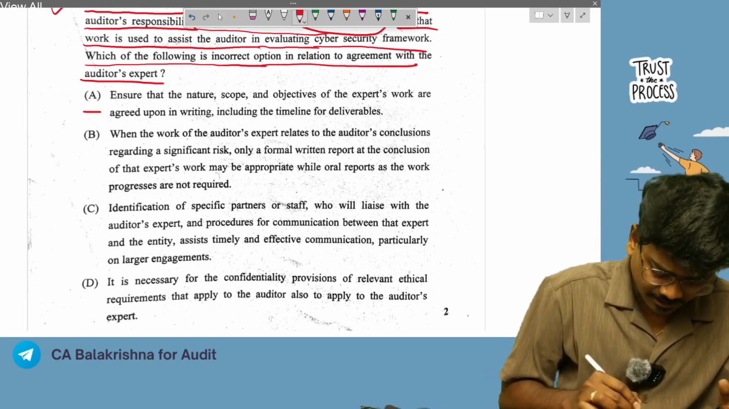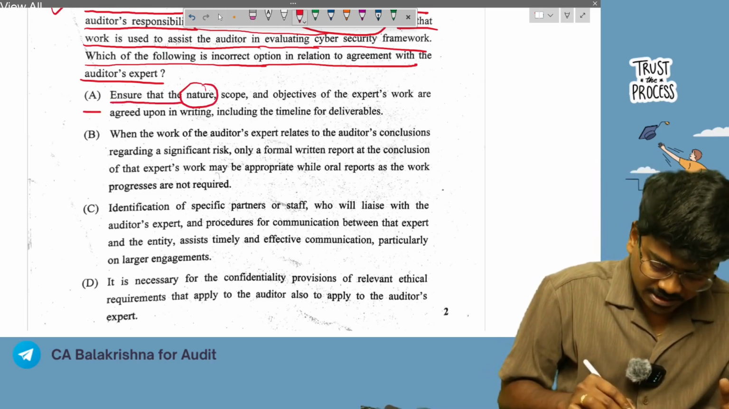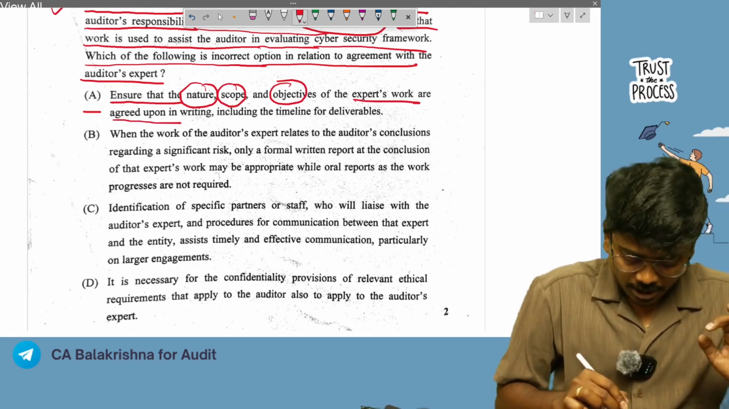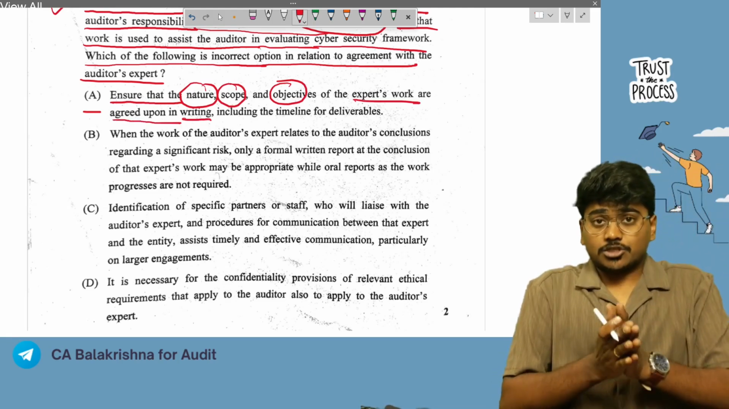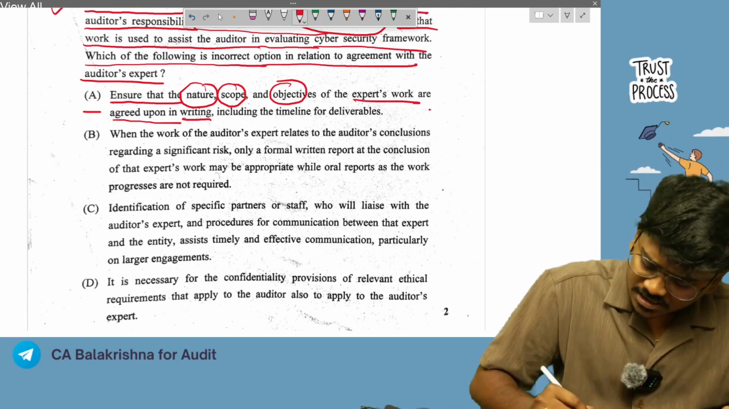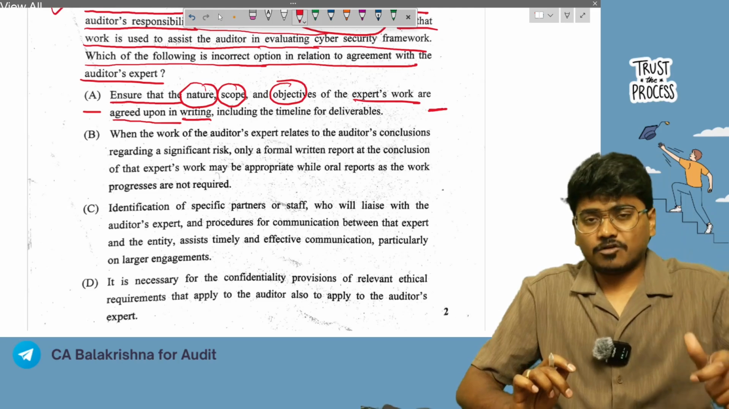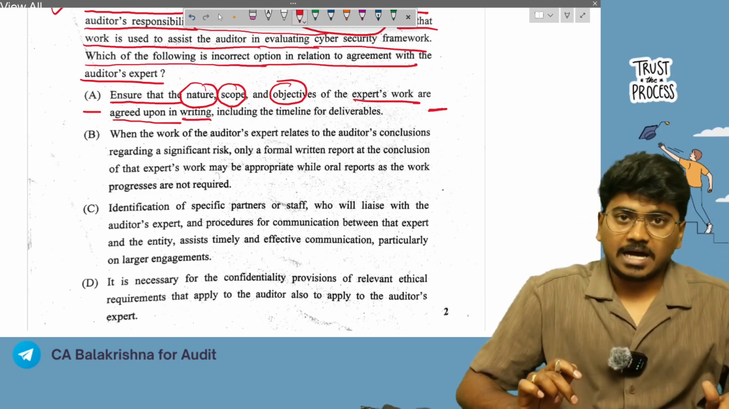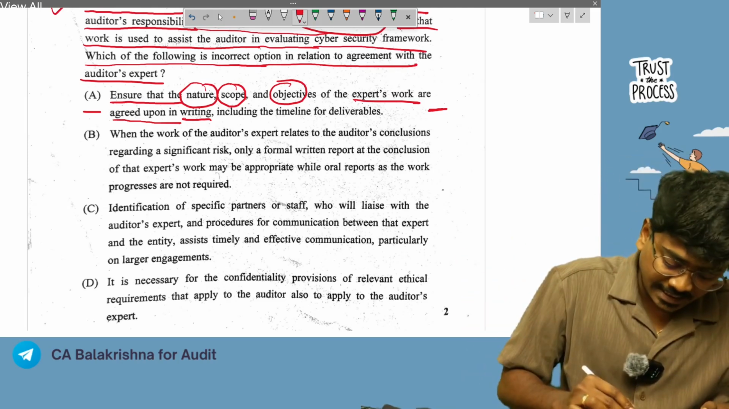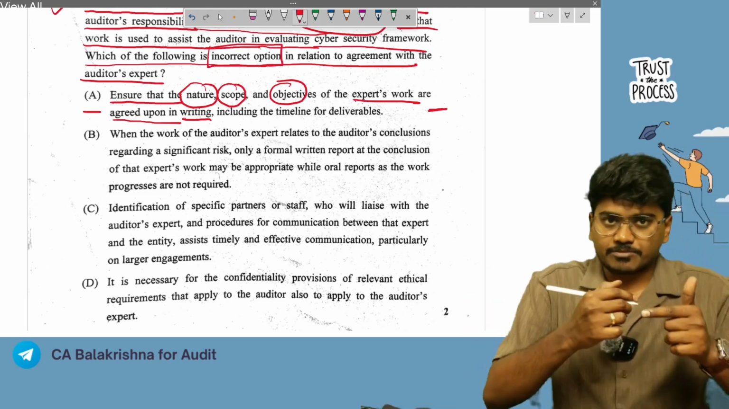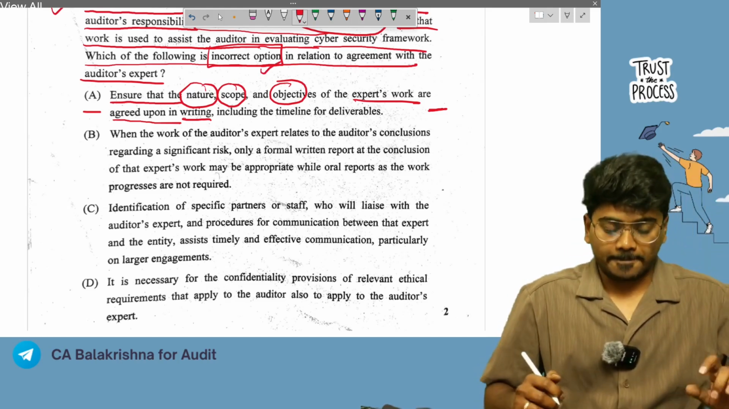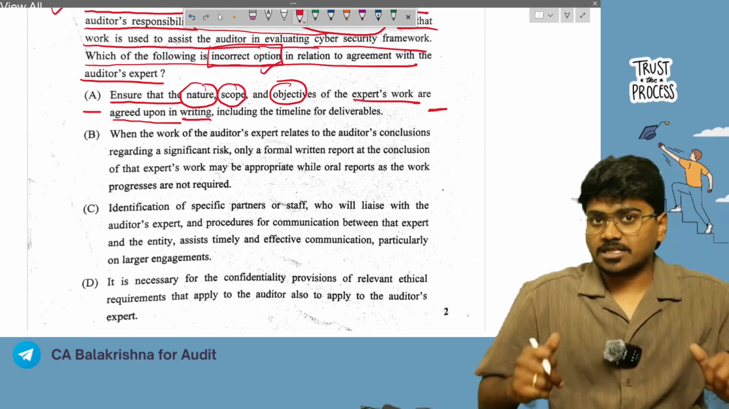First option, they are saying ensure that nature, scope, objective of expert work are agreed upon in writing. Yes, this should be agreed upon in writing. So this is part of the agreement. So this is not the answer that we want because they are asking for the incorrect option. If you see in this MCQ paper, in a lot of questions they have asked for incorrect answers. So A is a correct option, it is not incorrect.